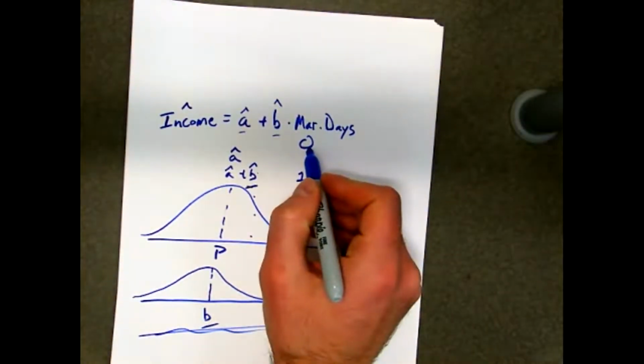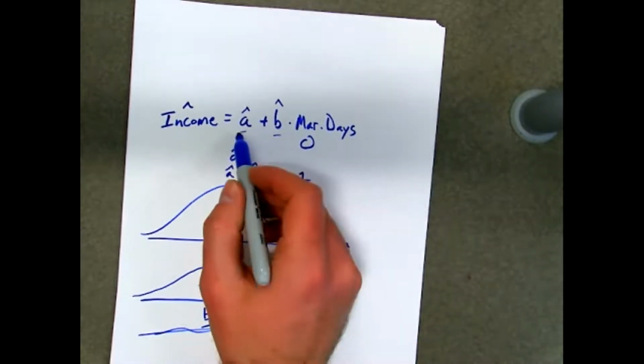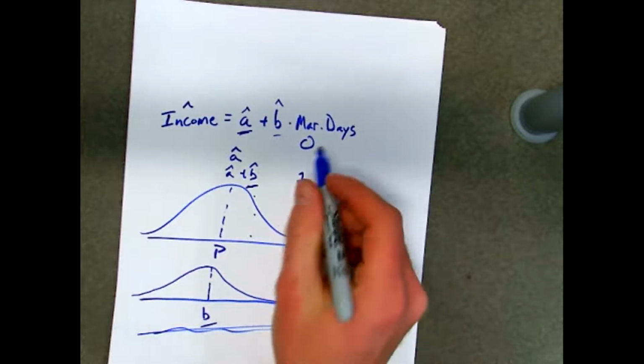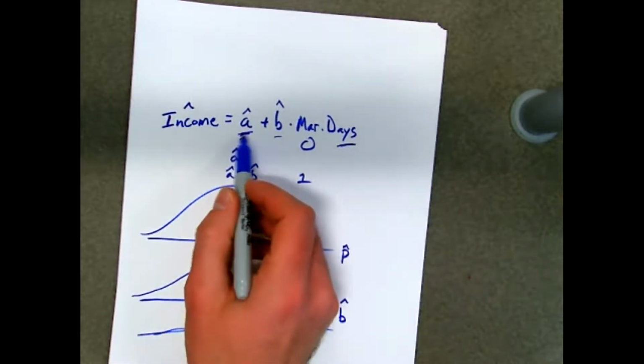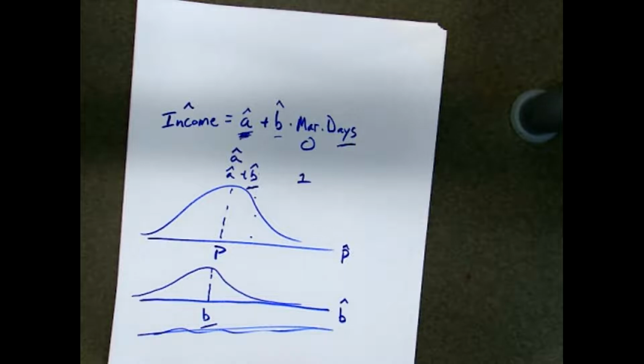I already showed you why. If I plug a 0 in here, my predicted income becomes, well, 0 times anything is 0, so it's just the intercept. The interpretation of our intercept is always: if this X variable is equal to 0, the intercept is my predicted value of Y. It's kind of like my starting point. You want to think about it that way. Any questions up to this point?